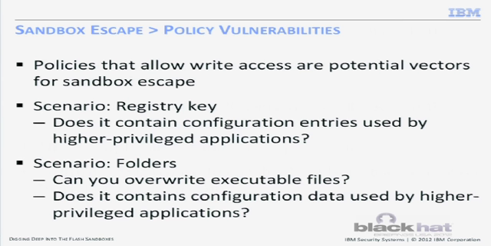Policy world vulnerabilities. Auditing for policy vulnerabilities involves looking for write allowed policies, and then identifying if the policy can be used to control the behavior of a higher privilege process. For example, for write allowed policies for registry keys, does the registry key contain configuration entries used by higher privilege applications? For folders, does it contain executable files which you can overwrite, or does it also contain configuration data which you can modify and then control the behavior of the higher privilege application that uses it?